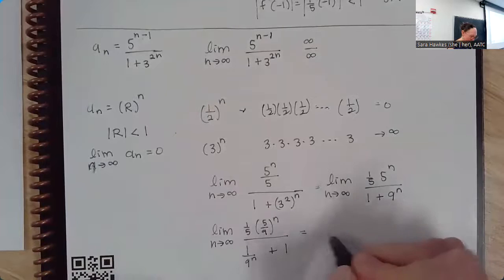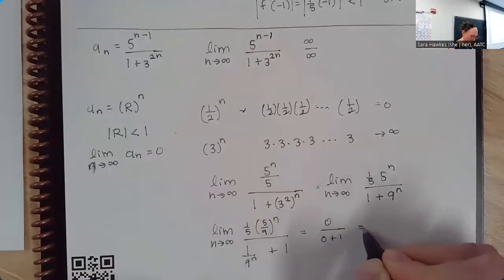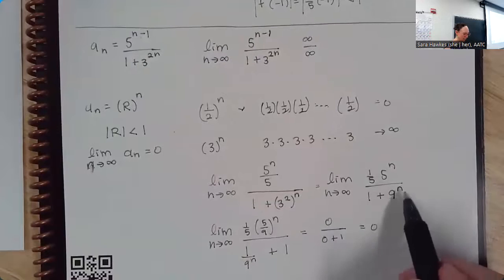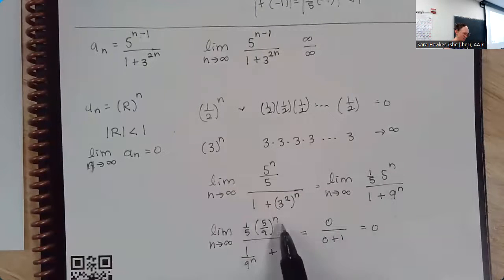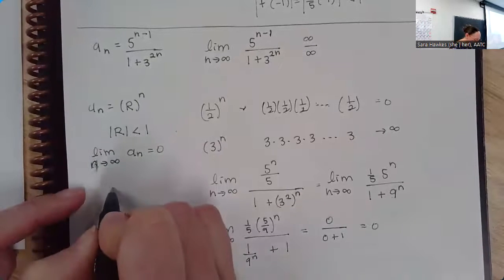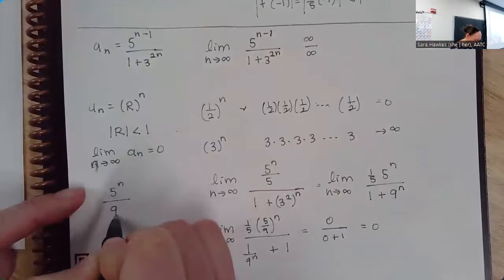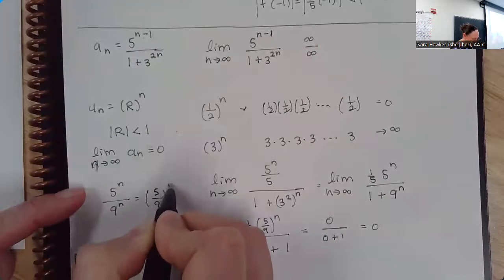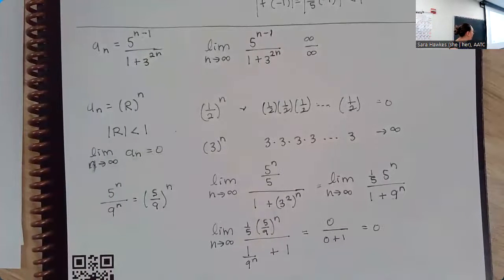And that is 0 plus 0, 0 over 0 plus 1. That's going to 0. At the numerator, did we divide by 9? I divided by 9 raised to the n. I just stuck it together with my 5. Because if I have 5 to the n divided by 9 to the n, that's the same as 5/9 to the n. And that's really the trick to that question.